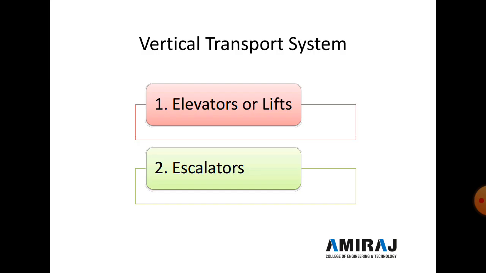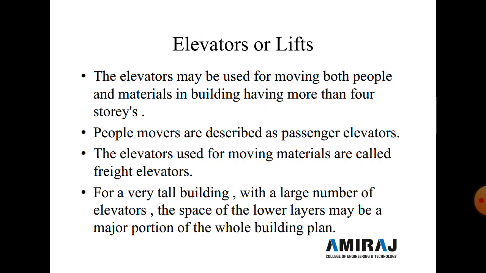Now the next topic is the vertical transportation system. Here the vertical transportation system is divided into two parts. First is the elevator or lift, and second is the escalator. The elevator may be used for moving both people and material in a building having more than 4 stories.